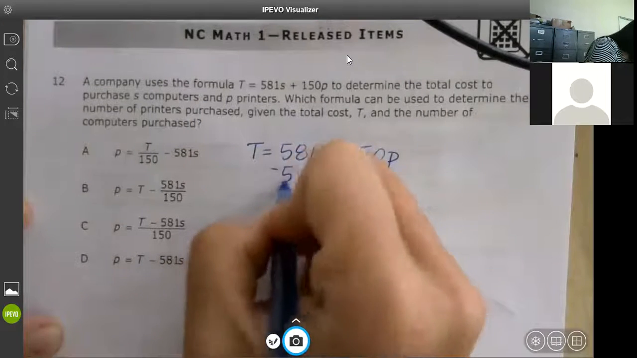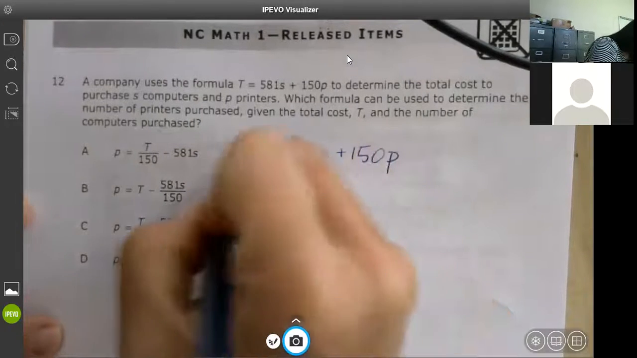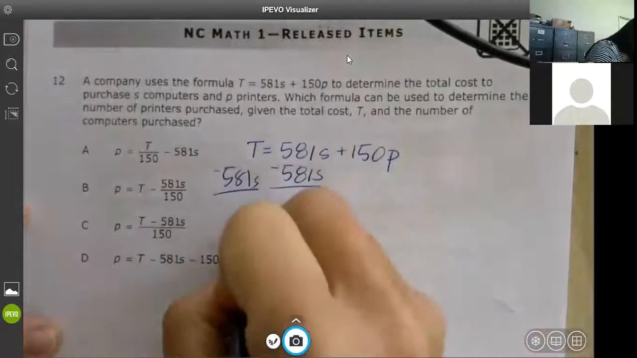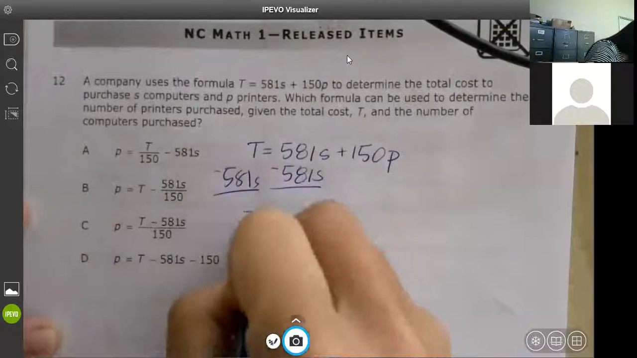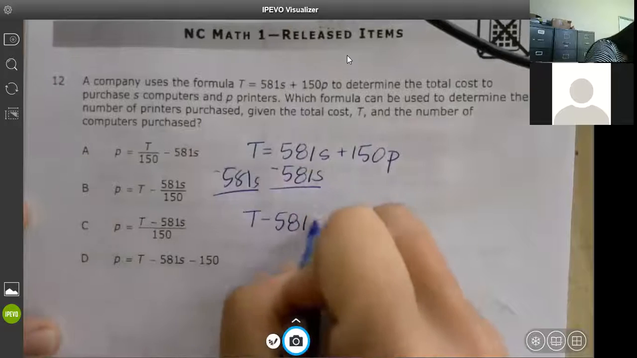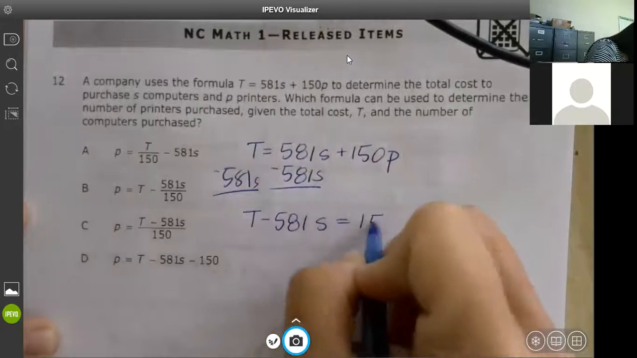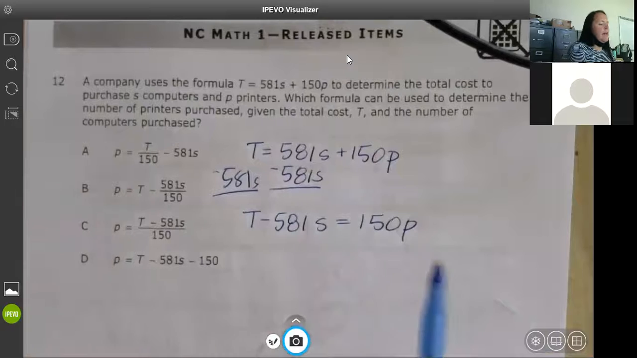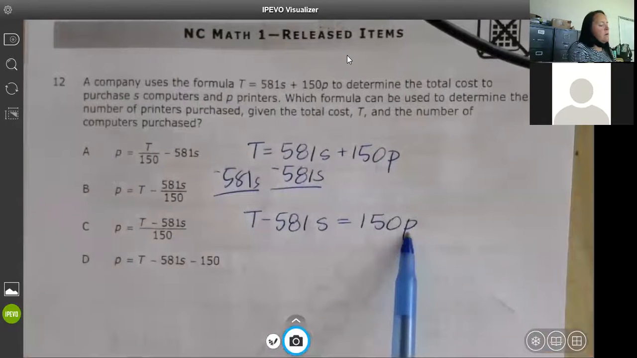Subtract it. It doesn't matter that it has an S on it. We don't care about that. What we care about is getting this P by itself. So write what you have, T minus 581S equals 150P. What do I have to get rid of now to get P by itself? Yeah, divide by that 150.